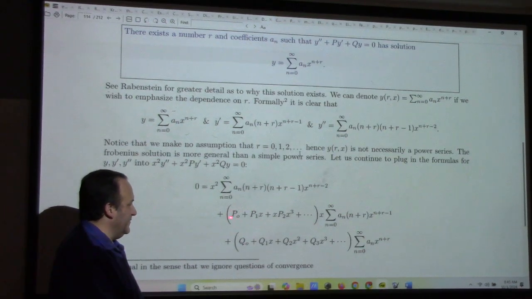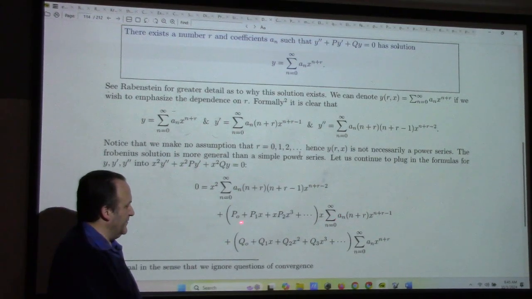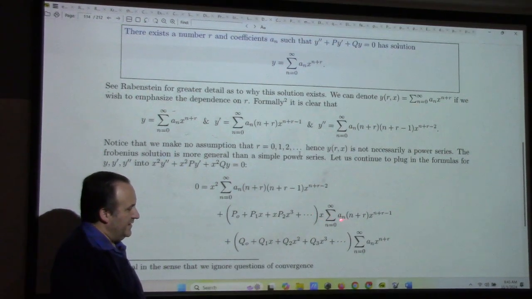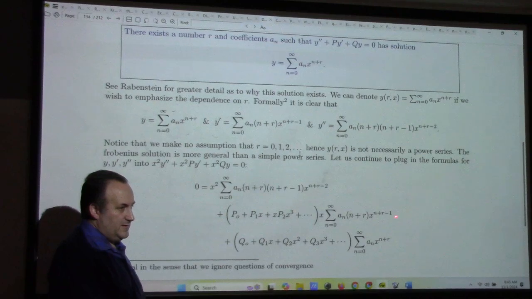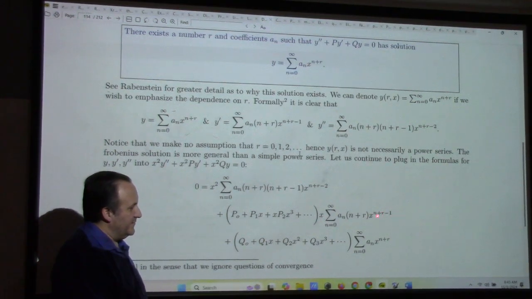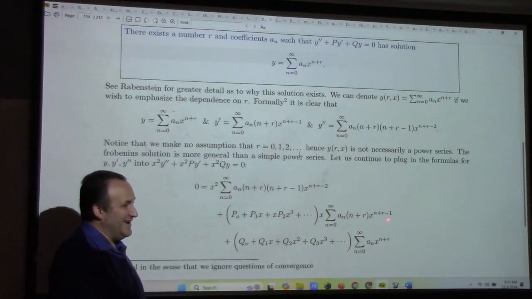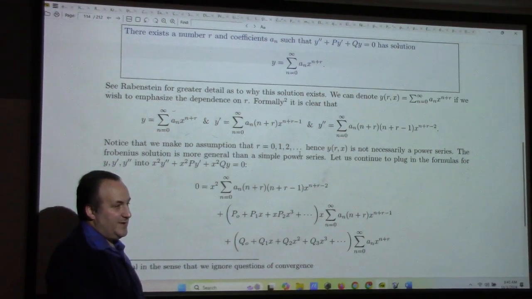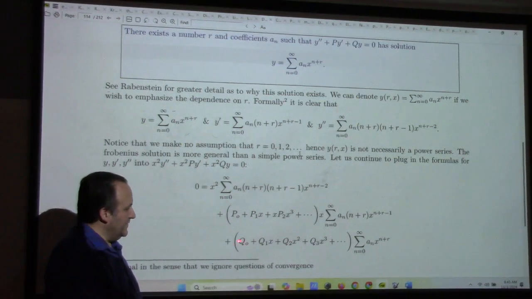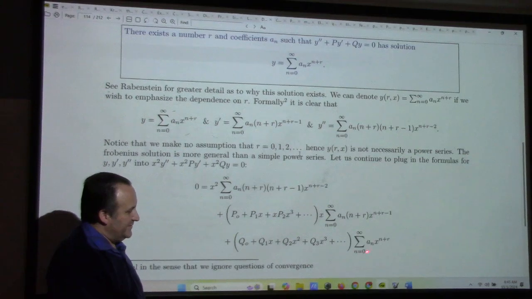The lowest order here would be from this p0 times x times n equals 0 term, which gives me a p0 times an x times a0 times r x^(-1). So x^(-1) times x gives me, well, there's also an x^r here, right? So if you simplify this, the lowest order term, again, is multiplied by x^r. Down here, q0, lowest order term, n equals 0, x^r.